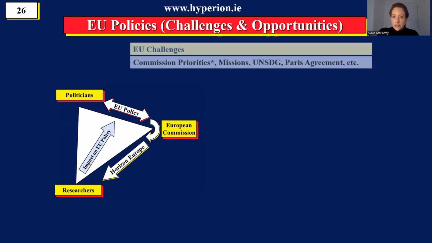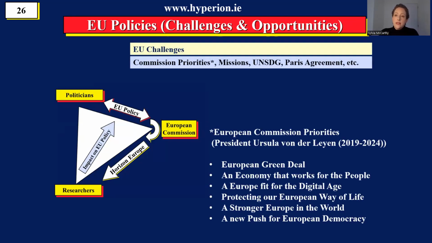So let's look at some examples here. The EU challenges. The Commission priorities are a really good example of how this affects your clusters, your topics that you're dealing with. In 2019, the European Commission President Ursula von der Leyen proposed these priority areas for her commission. And it just really meant that every policy that was initiated by the Commission from 2019 to 2024 would be phrased as addressing these priorities.